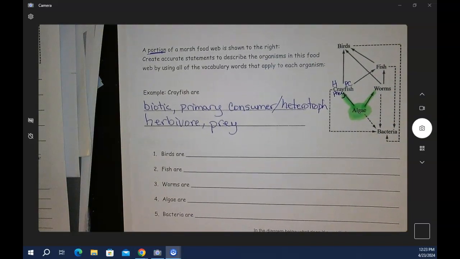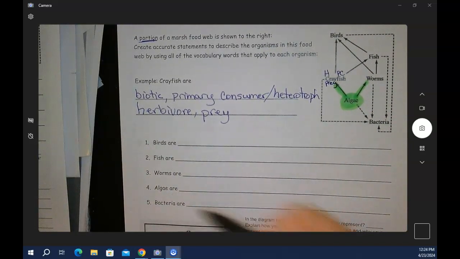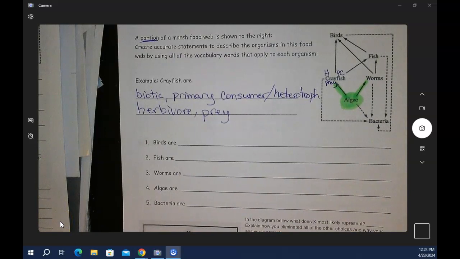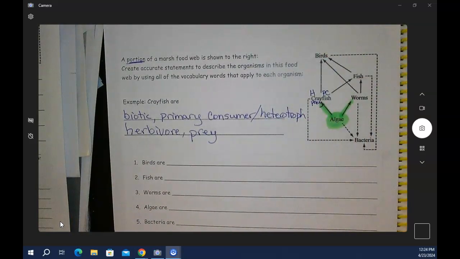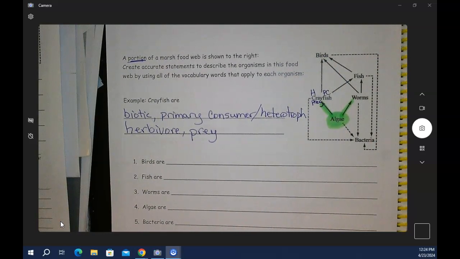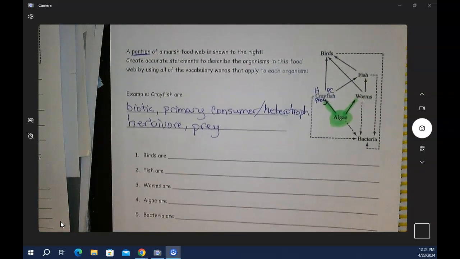And so you're going to do the same thing with the birds, the fish, the worms, the algae, and the bacteria. I would recommend going through here and writing it down just like we did when we were making the energy pyramid. And that makes it a little bit easier to make sure you get them all.